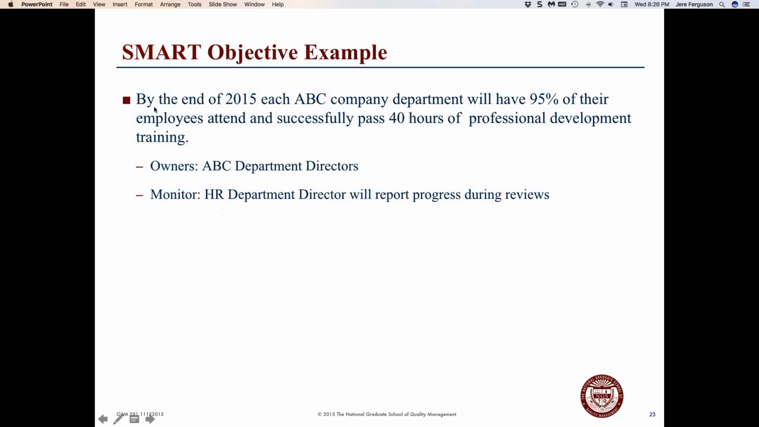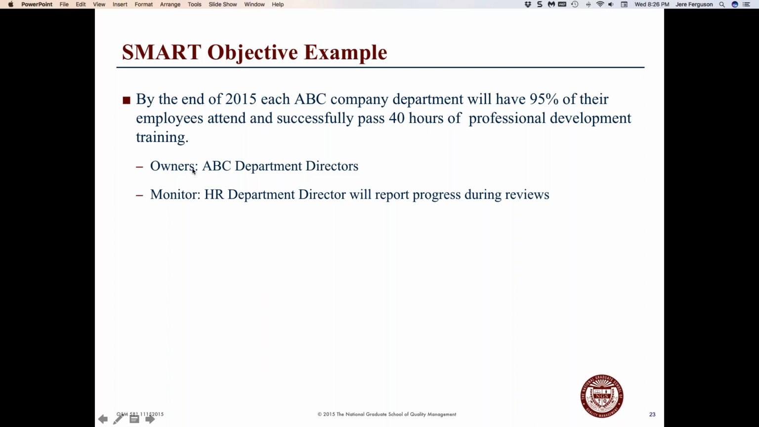SMART objective example: by the end of 2015, each ABC company department will have 95% of their employees attend and successfully pass 40 hours of professional development training. So that's the SMART objective that they've come up with. The owner is the ABC department directors. The monitor is the HR department, who will report progress and review. So this would be the objective. These are the measurements and the accountability.